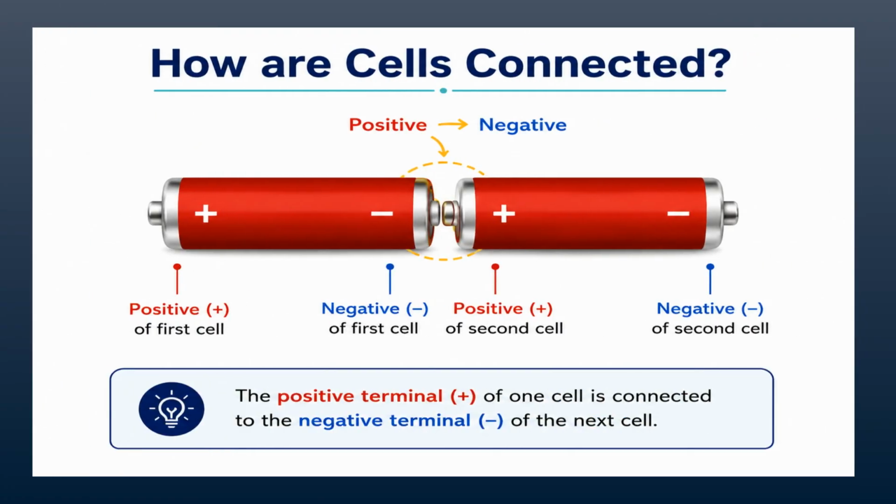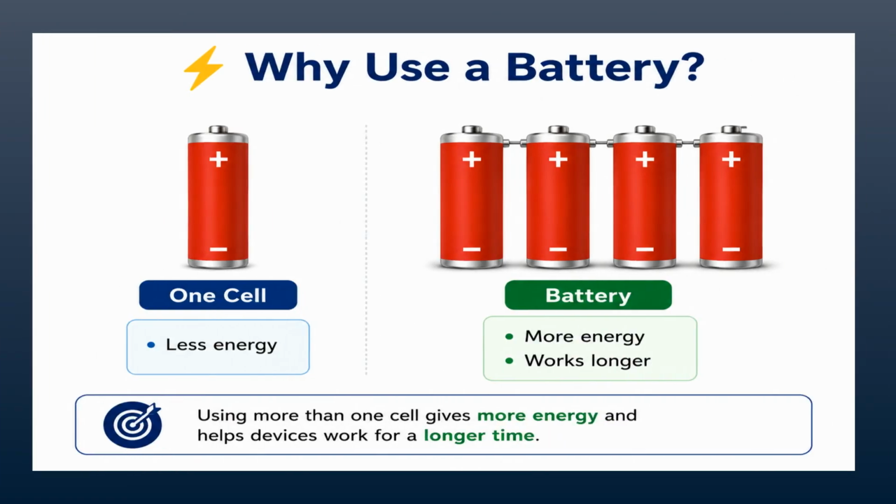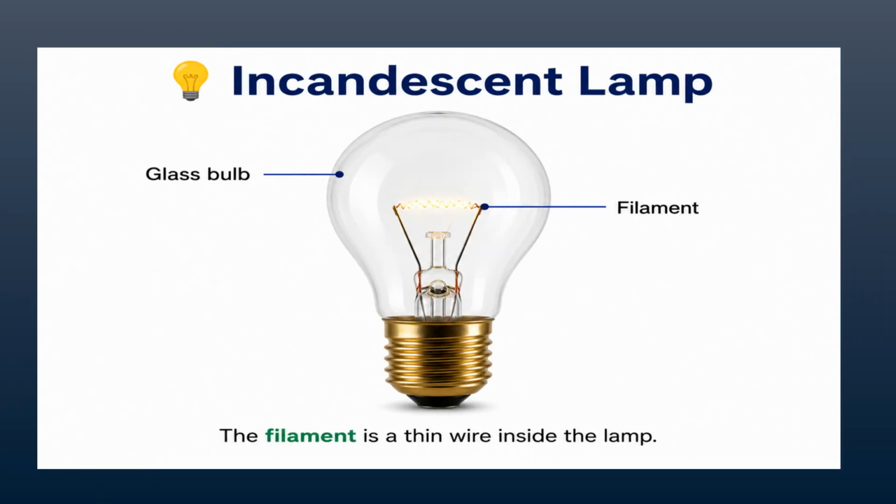How are these cells connected? To form a battery, the positive terminal of one cell must be connected to the negative terminal of the next cell in the series. Why use a battery instead of a single cell? A battery composed of multiple cells provides more energy and allows electronic devices to operate for a longer period of time. Next, let's look at an incandescent lamp.